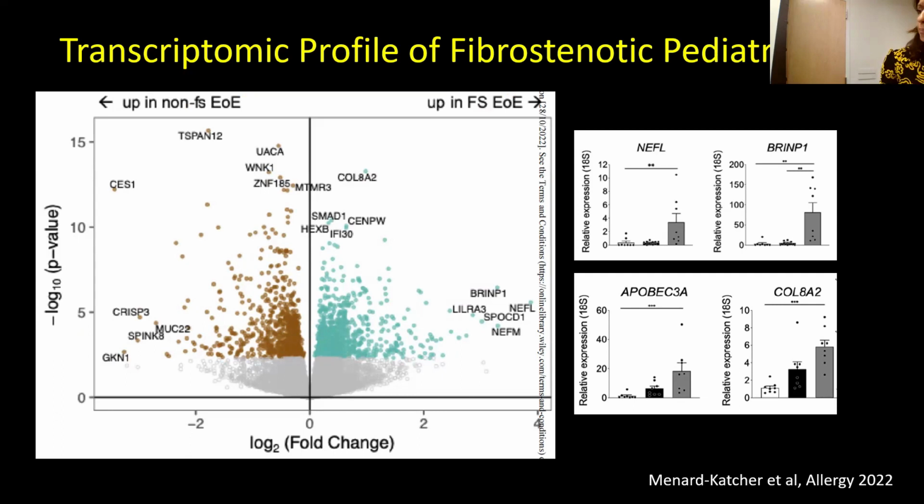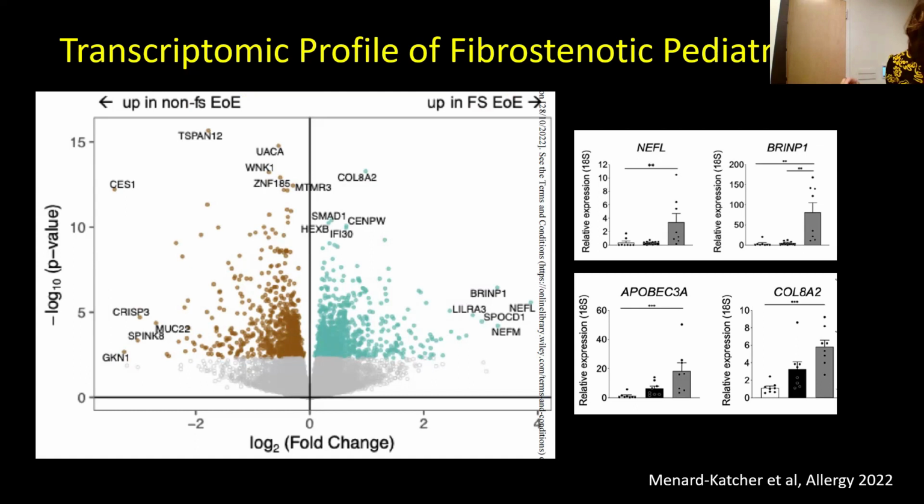This is a study by Dr. Catcher. And what she did was define children as fibrostenotic or not endoscopically. So she looked down, and if they had rings or strictures, she called them fibrostenotic. And if they didn't, she called them non-fibrostenotic. They all have active EOE.